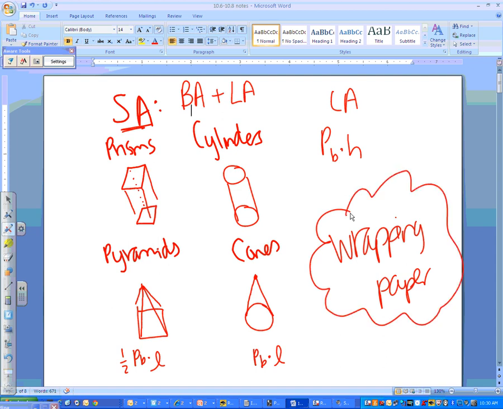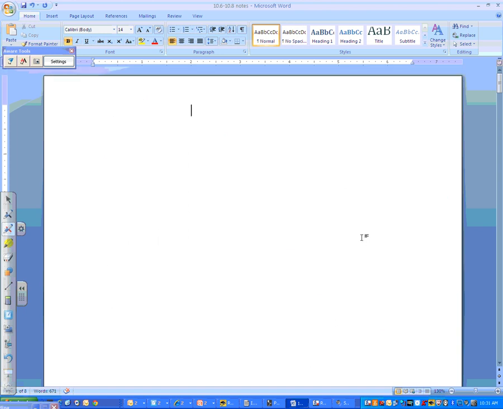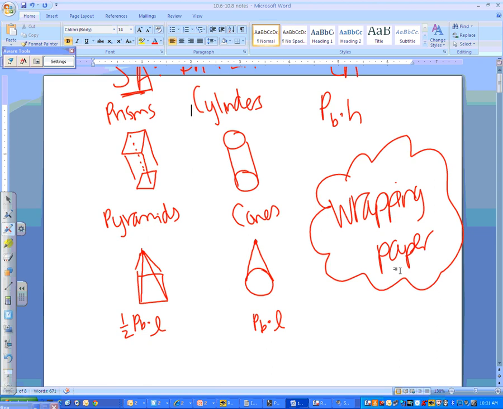Now we're going to talk about volume. Remember, volume is not the wrapping paper. Volume is all the stuff inside. So volume is how much space goes inside this box or cylinder or cone or pyramid. To find volume, most of you think, oh, that's just length times width times height. And that only works for a rectangular prism or a square prism, but now we have 3 and more different types of shapes that we're talking about.